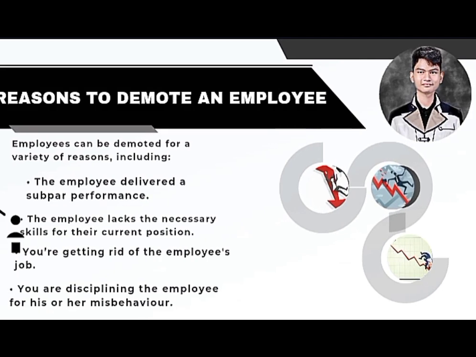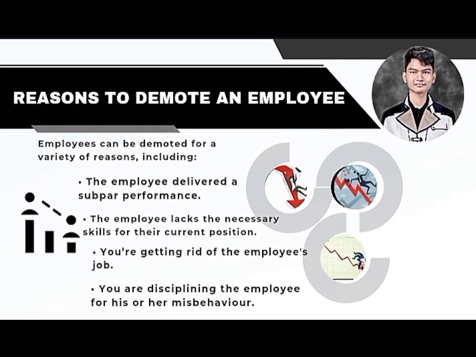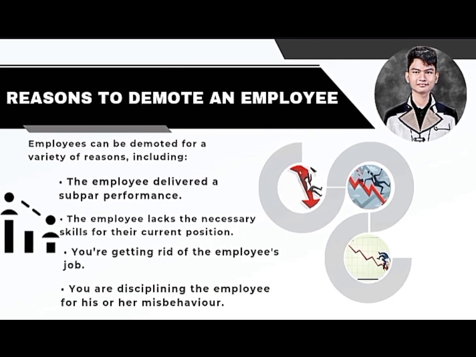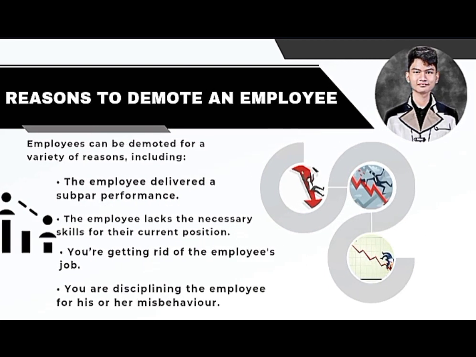The next one is the reasons. So what are the reasons to demote an employee? Employees can be demoted for a variety of reasons, including the employee delivered a subpar performance, the employee lacks the necessary skills for their current position, you're getting rid of the employee's job, and you are disciplining the employee for his or her misbehavior.